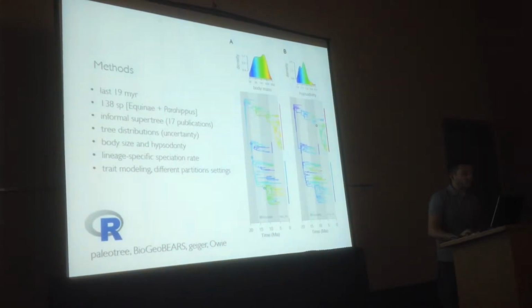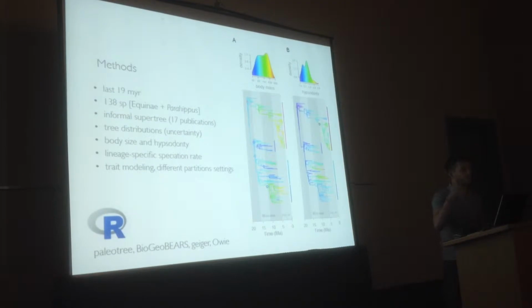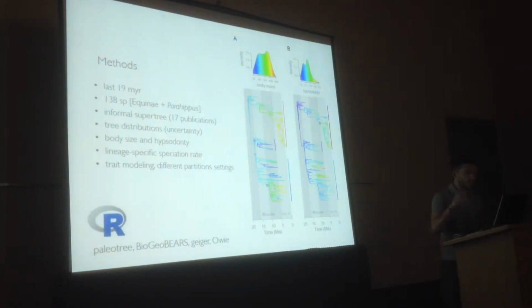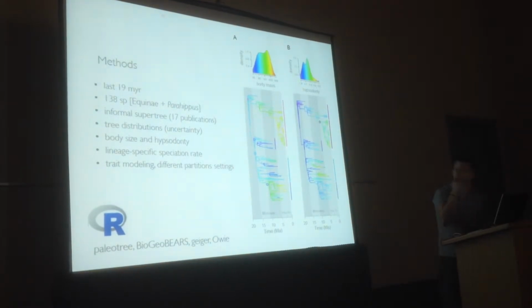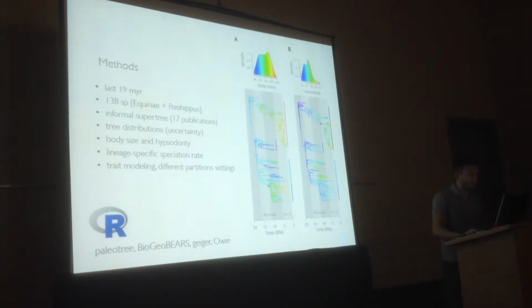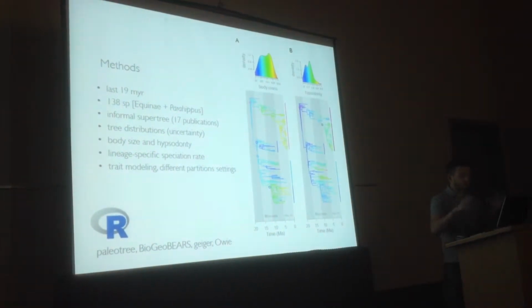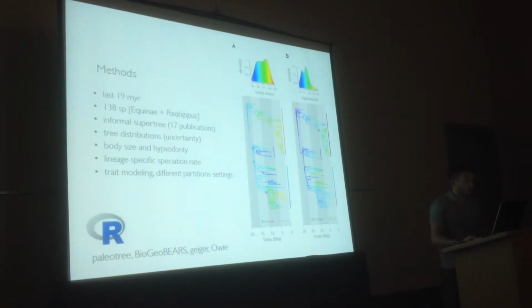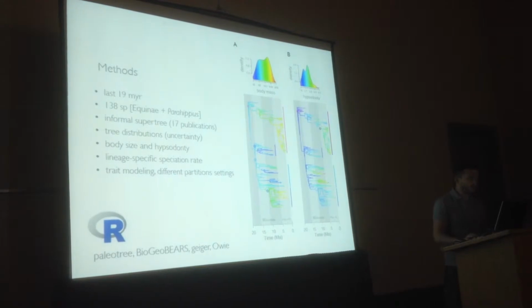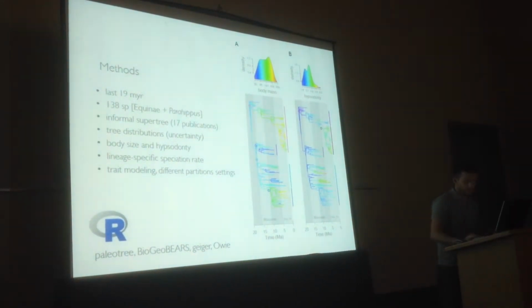So what we did is we gathered together all the data that we needed to focus on this subject from a phylogenetic point of view. So we put together a tree with 138 species from different sources, and we used PyloTree to create tree distributions that are coherent with all the stratigraphic uncertainty and the topologies from the publications. And we gathered also body size and hypsodonty information, and we fitted a number of different models.